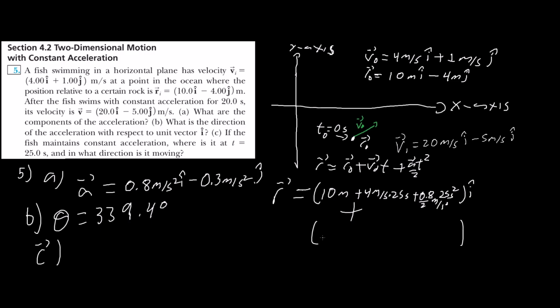what's its initial position? Negative 4 meters. Plus 1 meter per second times 25 seconds. Minus, this is why I have to slow down because I'm already losing track. So 0.3 meters per second squared divided by 2 times 25 seconds squared. Yay, I did it. All right, guys. So that's going to be in the j hat direction.